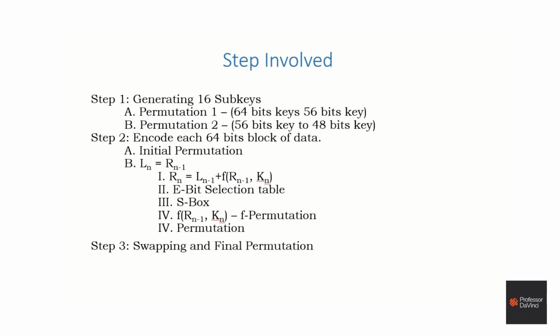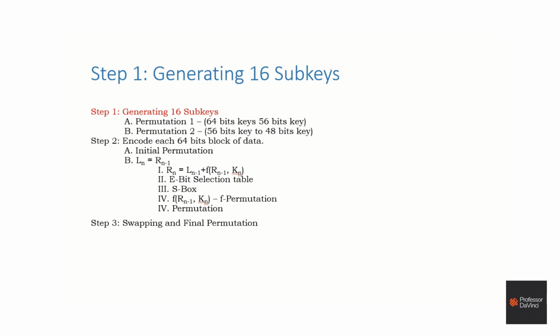DES involves three major steps. First step is to generate 16 subkeys. Second is to encode each 64-bit block of data, and the third is swapping and the final permutation. Let's start with step 1, generating 16 subkeys.